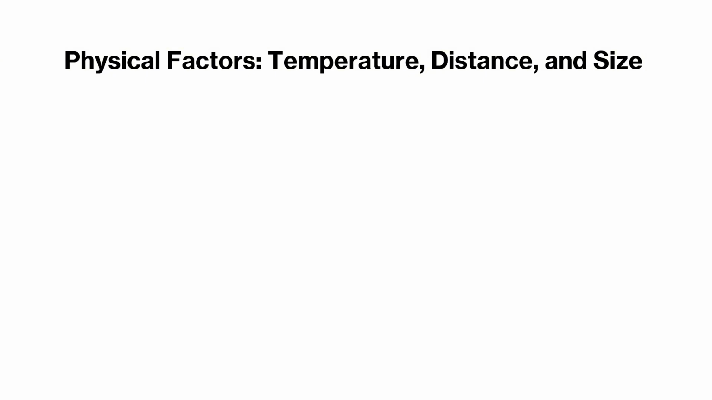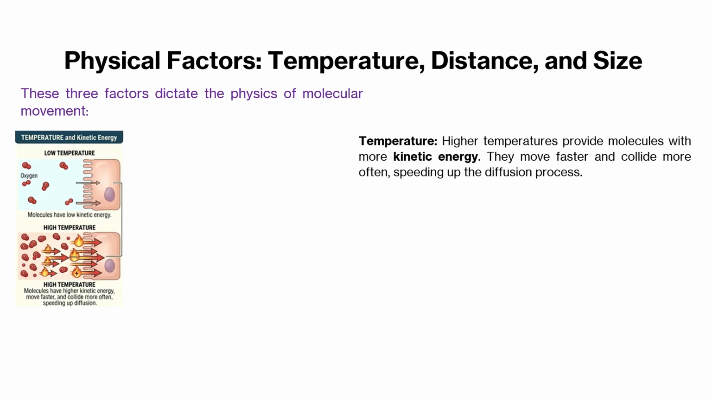Now, to finish our deep dive into what makes diffusion fast or slow, we need to look at three physical factors: temperature, distance, and size. First of all, let's talk about temperature. Think of molecules like dancers on a floor. If you turn up the heat, literally, you are giving them more kinetic energy. They start moving faster and colliding with each other much more often. Because they are bouncing around so energetically, they spread out much quicker. This is why a tea bag develops much faster in boiling water than in a cold cup.